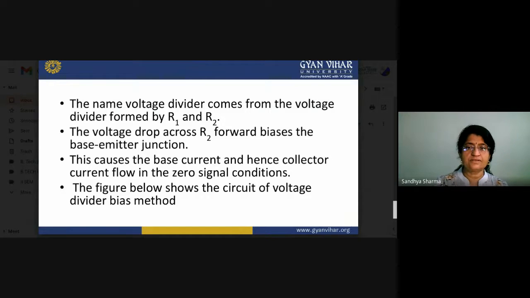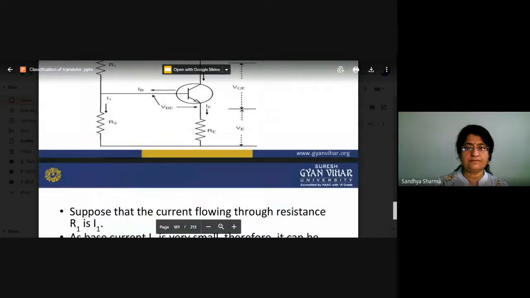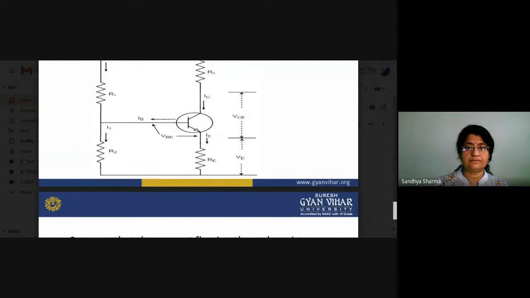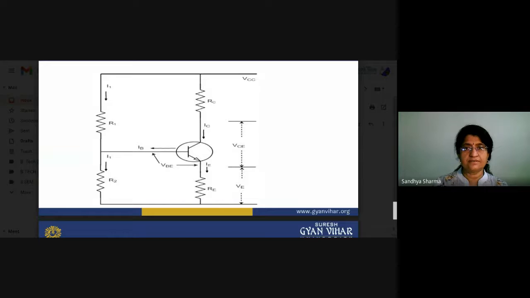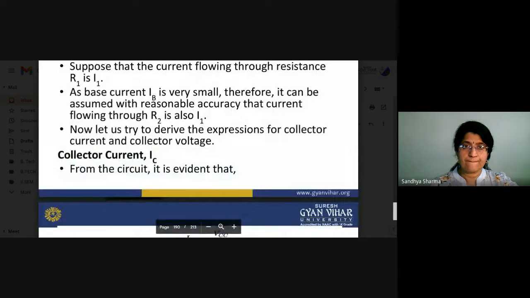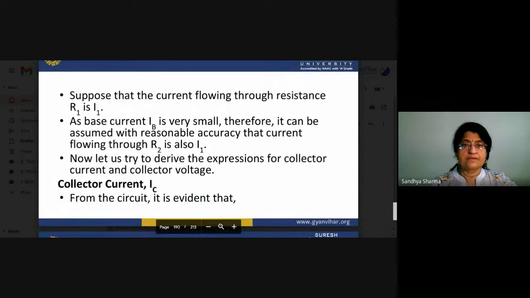The figure shows the circuit of the voltage divider. You can see here the circuit diagram of the voltage divider method. R1 and R2, two resistors, are applied here. Suppose that the current flowing through resistance R1 is I1, and as the base current is very small, it can be assumed with reasonable accuracy that the current flowing through R2 is also I1.